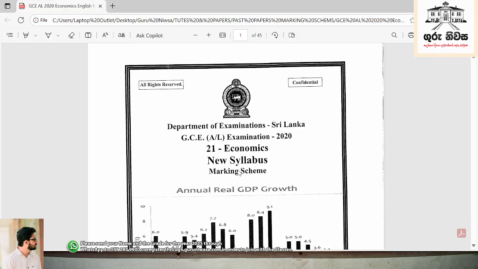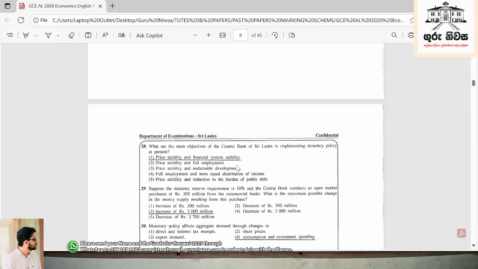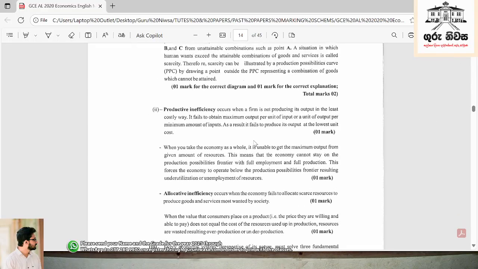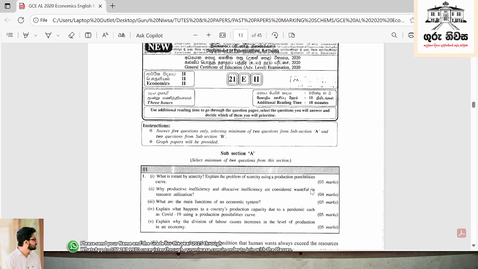Can you see the screen sharing? Yes. Yes, sir. Okay. This is original marking scheme, so I'll show you how marks are allocated and how we should structure your answer, Lamai. Okay, right.